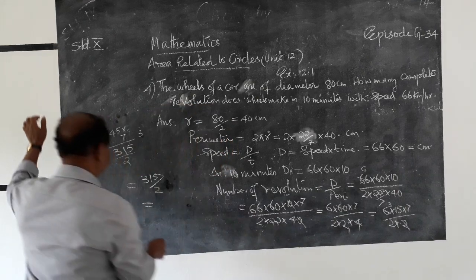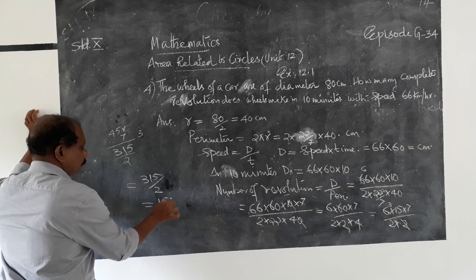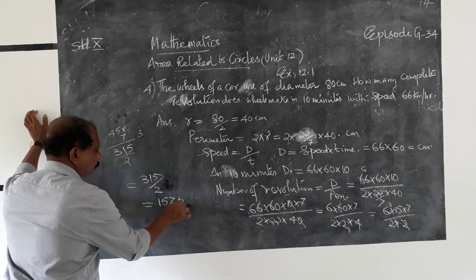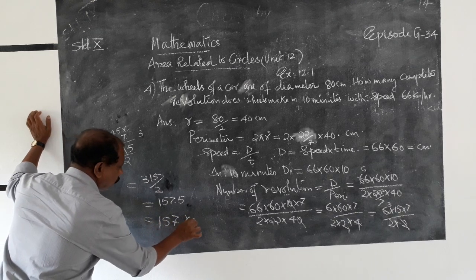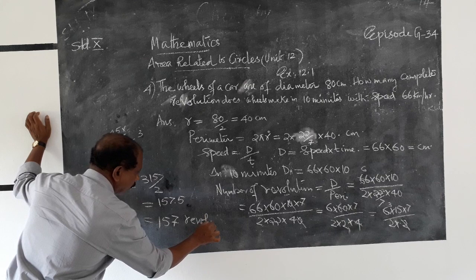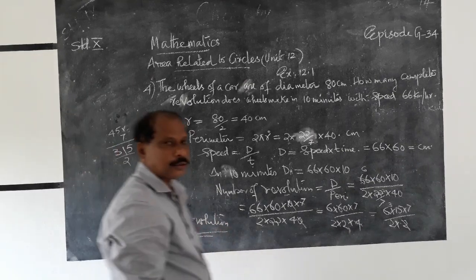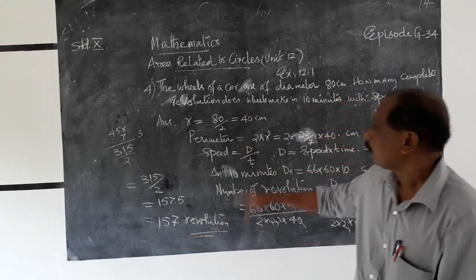So the answer is equal to 157 revolutions. That is the total number of revolutions in 10 minutes. Okay?